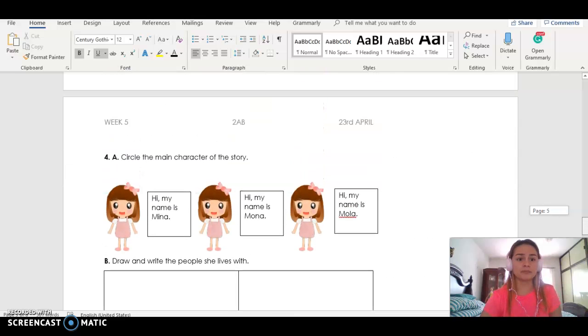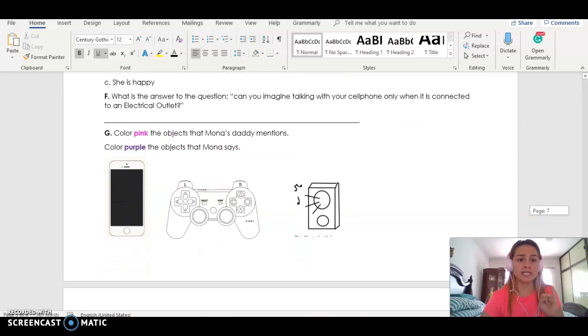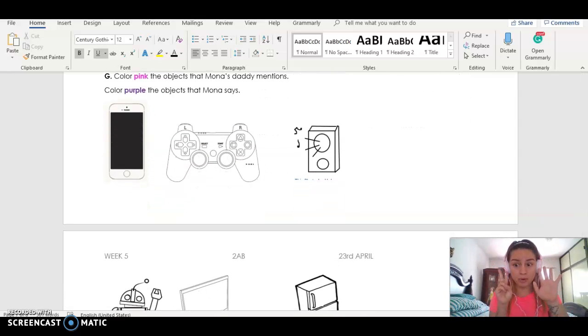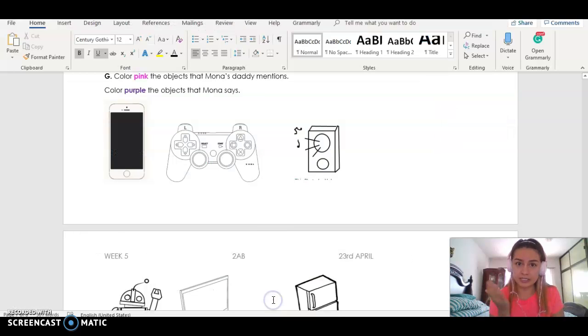And finally, I'm going to show you that in here you have the activities, that there are 1, 2, 3, 4, 5, 6, 7. There are 7 points that you're going to answer according to the audio, that you can see here in Google Classroom. I suggest you and I invite you, please, to listen only 2 times, okay? Remember, before you listen to it, you are going to read all the exercises. Scan all the 7 exercises.